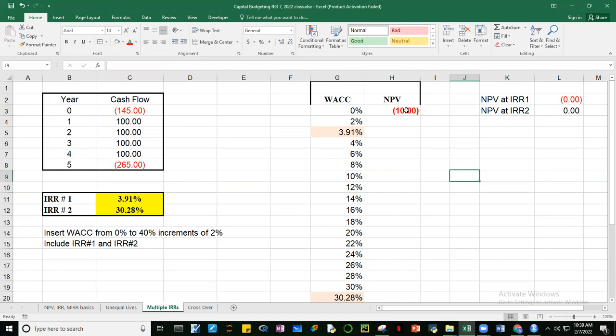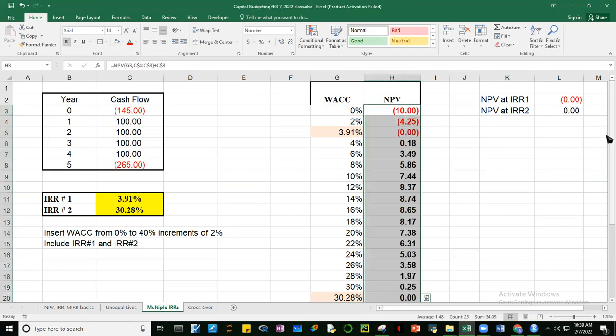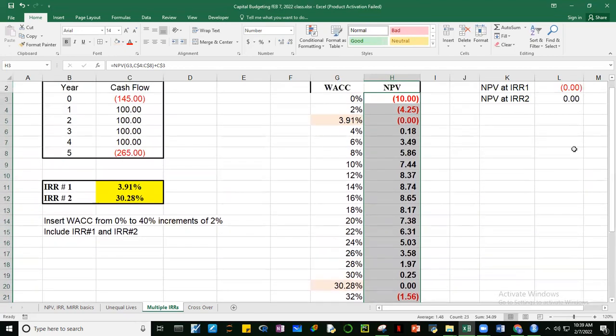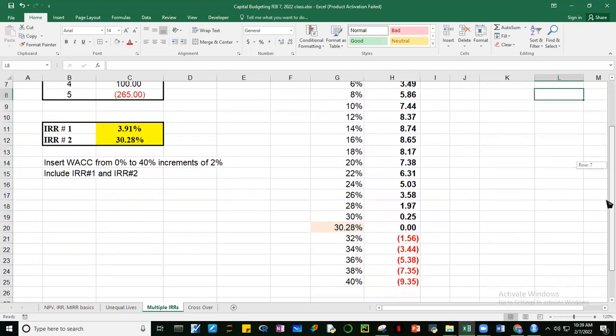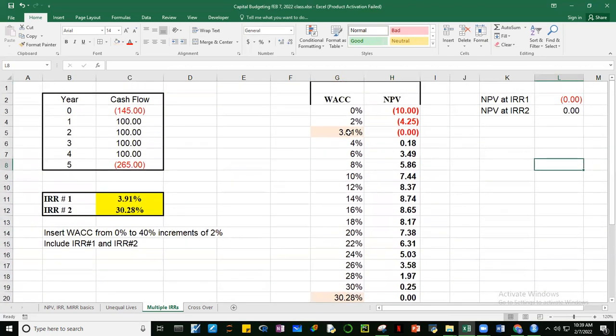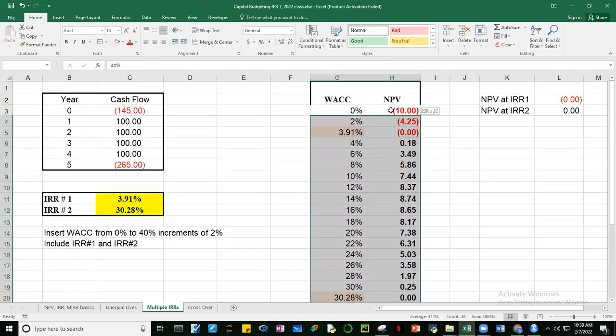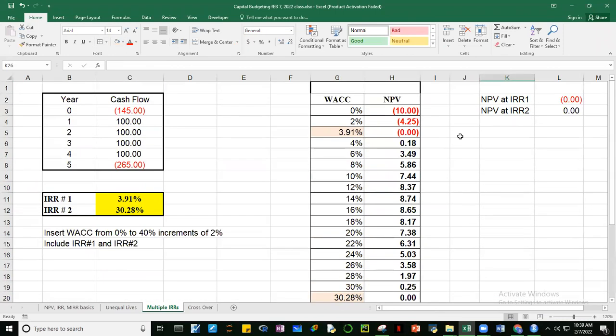Okay. And then we can copy this down. There. Okay. Take note, guys, that yung mga IRRs natin, it's where your NPV is equal to 0. So dito 0 siya, tapos din dito 0 din siya. Okay, so what we have done is to come up with a list of computation of NPV given different WACCs. Sinama natin yung WACC na 3.91 at saka 30.28.